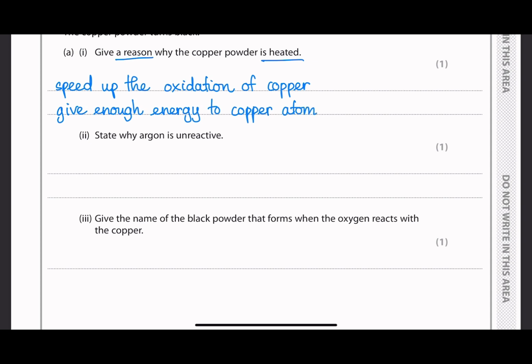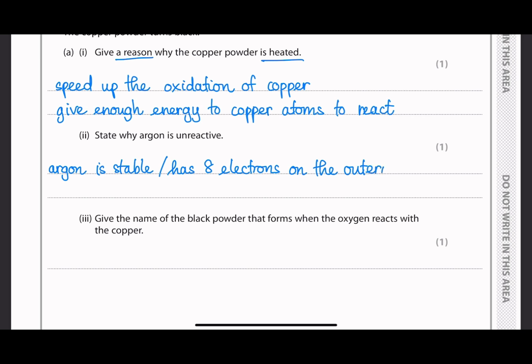Okay, and then the next question: state why argon is unreactive. So argon is a noble gas, and it is in column 8. So it is quite stable, and it has 8 electrons on the outermost shell. Because it has 8 electrons on the outer shell, it doesn't readily gain or lose electrons. So that's why it doesn't react with anything.